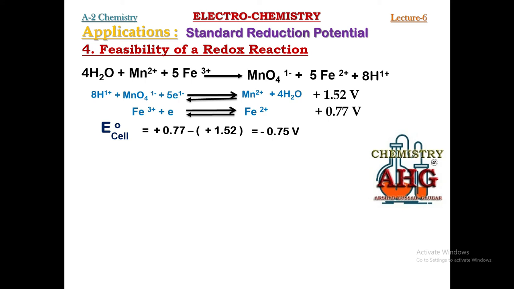So the cell potential is negative. It means this reaction is not giving us any voltage, any output. So this reaction is not feasible. What conclusion will you write down after doing this? That this is not a feasible reaction. So this is the type of question that you can tackle like this.